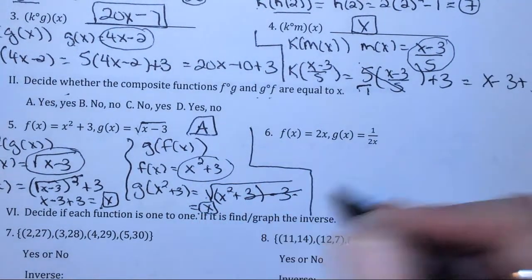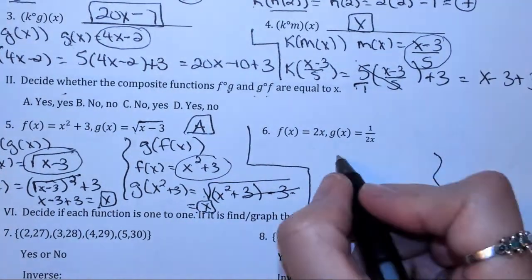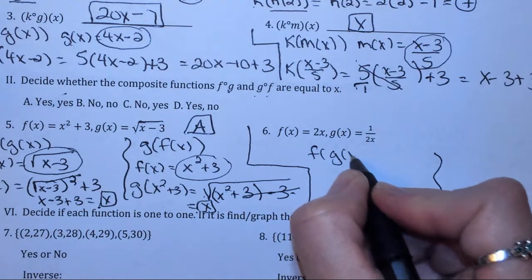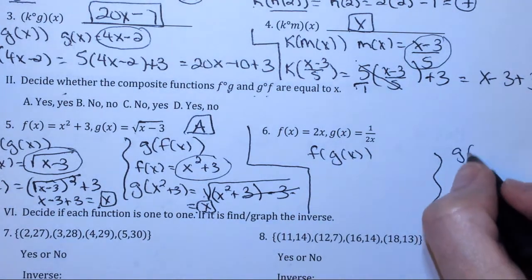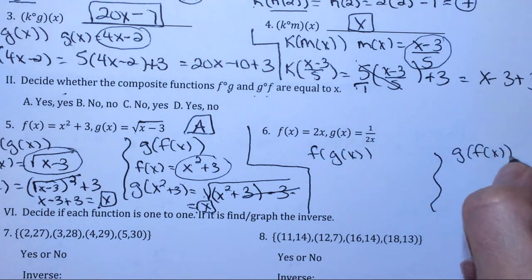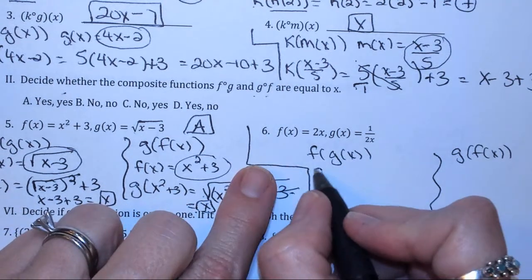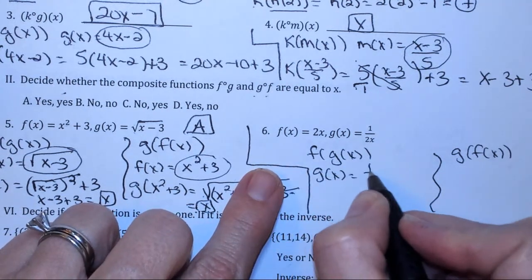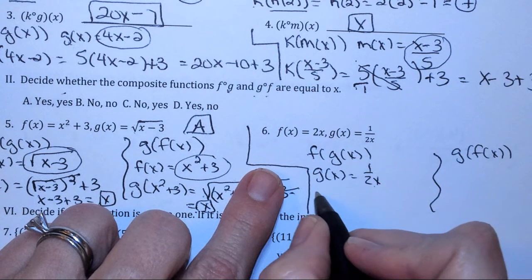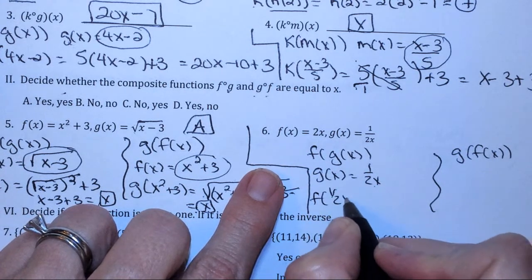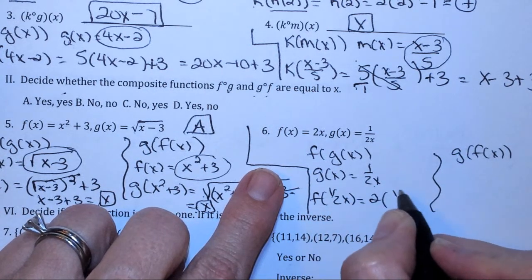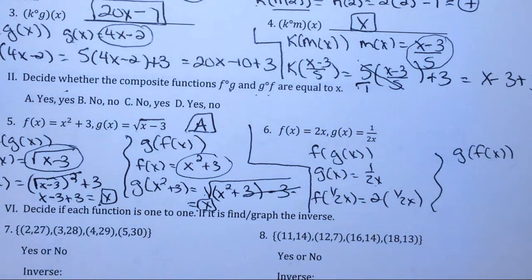Okay, so we're going to do the same thing again. And again, I'm going to split the paper in half. I'm going to have f of g of x and g of f of x. So I'm going to take my g of x equation, which equals 1 over 2x, and plug it in right here.